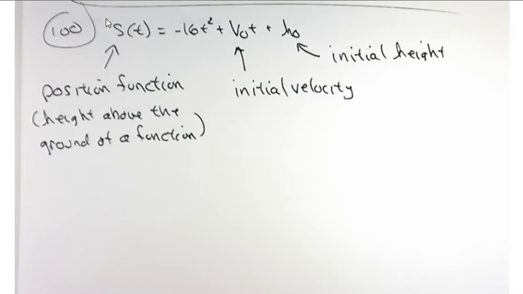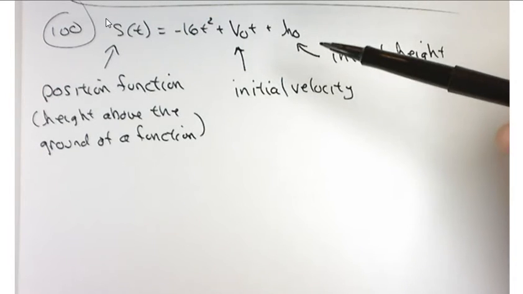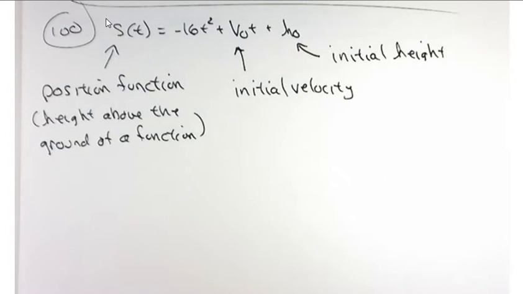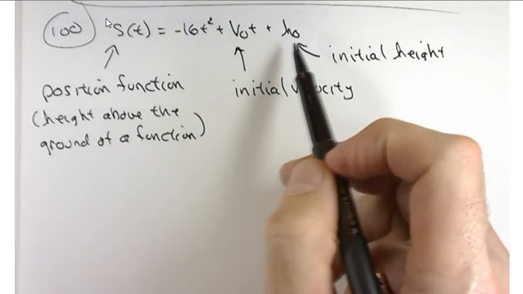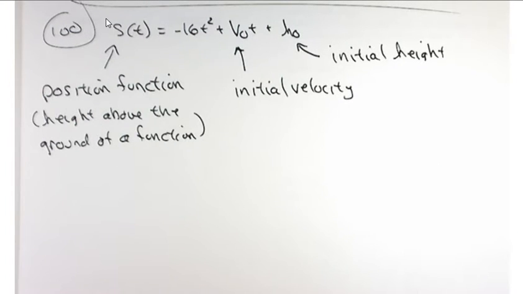Yes, sir? In the book where you put H naught, it has S naught. Is that just going to be the same? It's just different. Yeah, it's just a different name for it. Yeah, I like H naught because H naught to me sounds like initial height. Height that times 0.